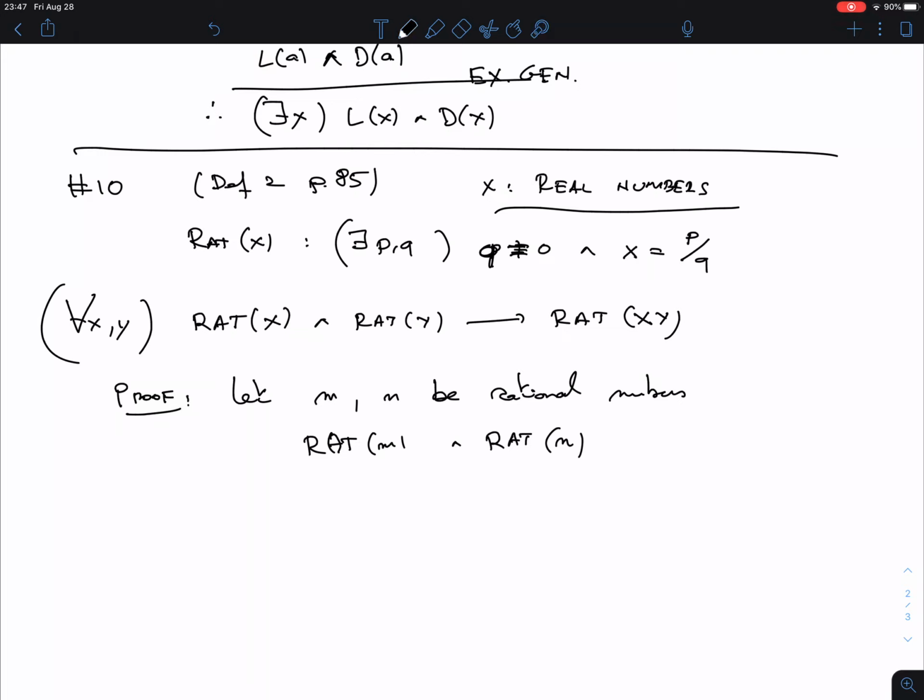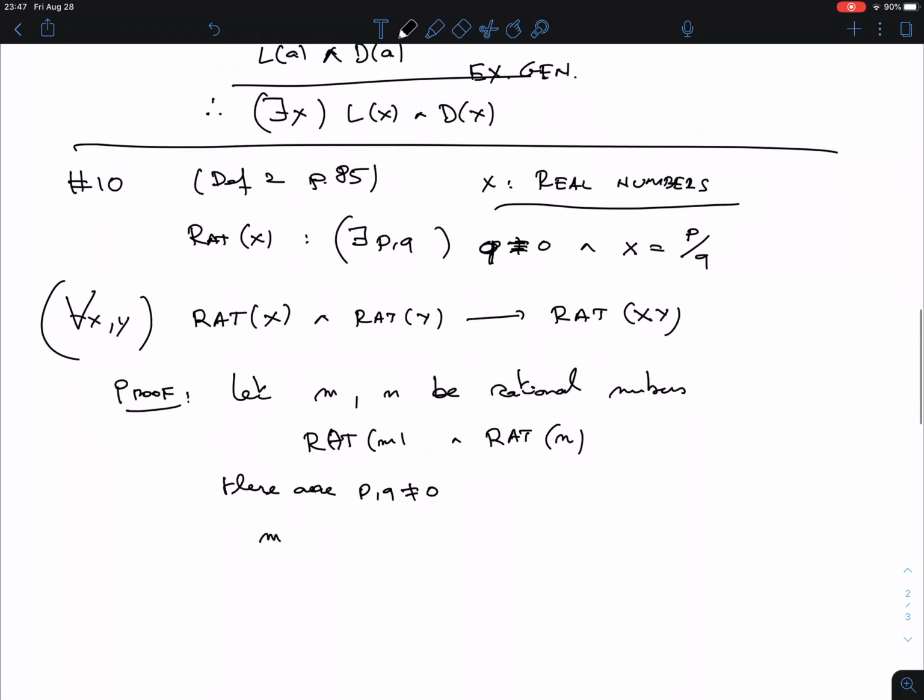and the correct way to say is that I'm doing an existential instantiation of this existential quantifier, well, double quantifier. There is a P and Q, so it means there are P and Q with Q non-zero. M is equal to P divided by Q. That's what it means for M to be rational.